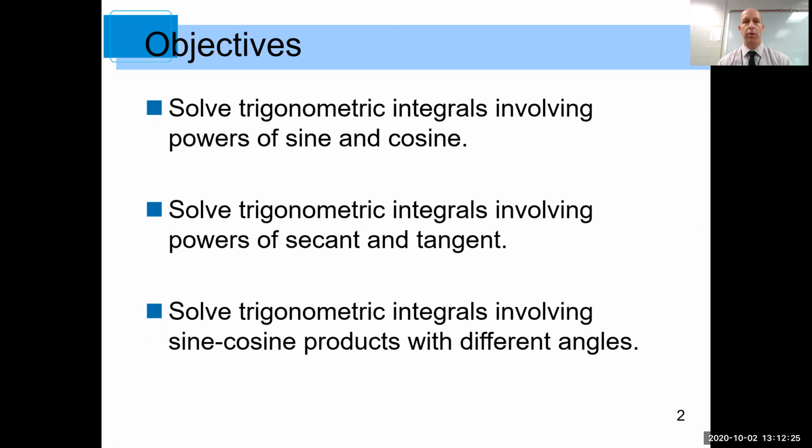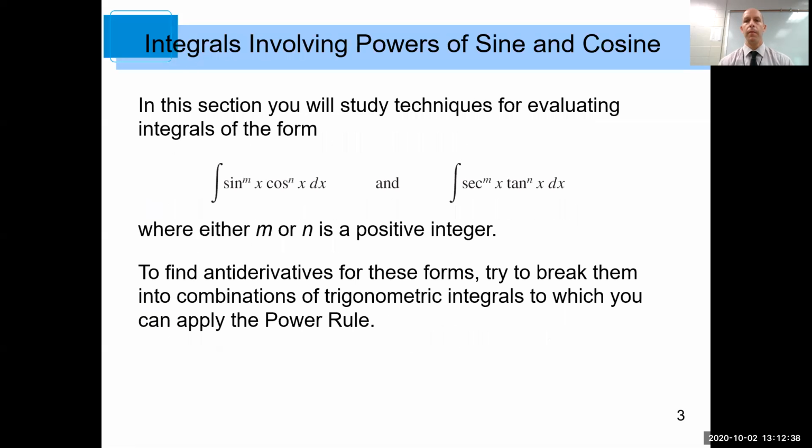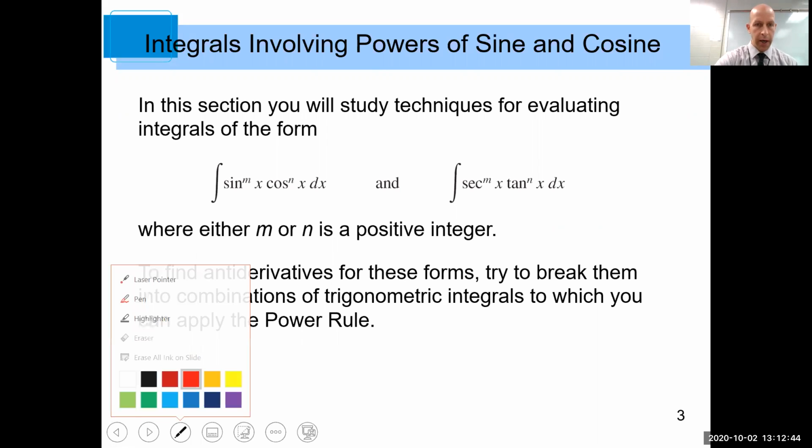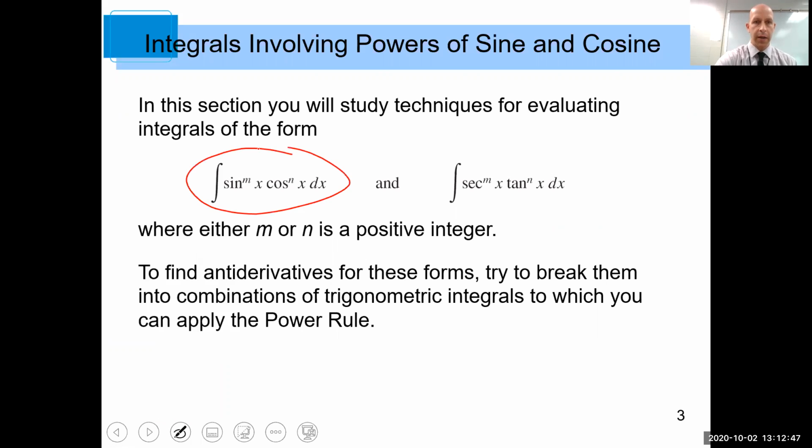So our objectives today are to solve trigonometric integrals involving powers of sine and cosine, similarly with powers of secant and tangent, and to be able to solve trigonometric integrals involving products of sine and cosine. So in this section, we're going to look at how to integrate things like this, where we have sine to some power and then times cosine to some power. Similarly, secant to some power and tangent to some power. So we want to leave m and n, those powers, to be positive integers, but we can actually work around that a little bit sometimes too.